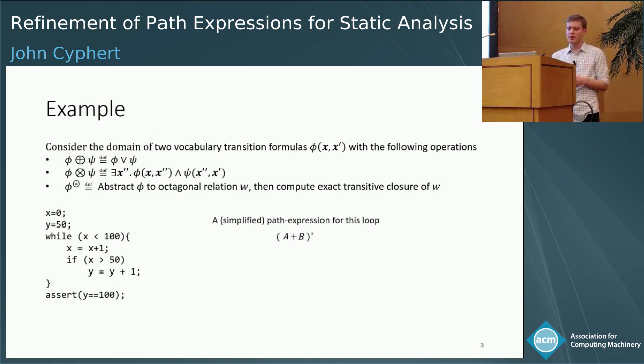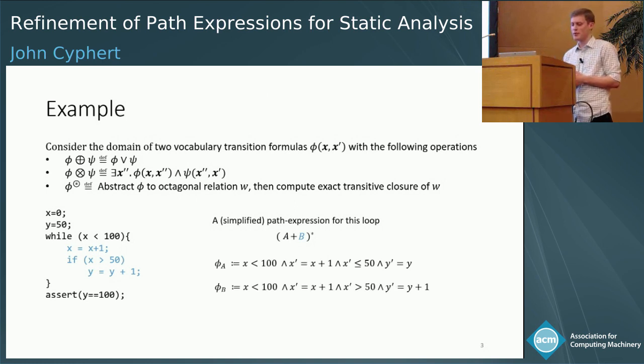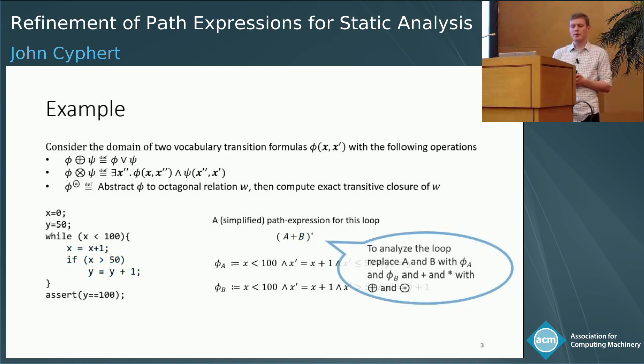So for example, for this particular program here, we'll have a simplified path expression just for the loop. The basic idea is I'm going to use A to represent the path where you do not take the then branch, and it has this corresponding transition formula. And then we'll use B to represent the path where you do take the then branch, and it has this corresponding transition formula. So then basically what we do to analyze this loop is replace A and B with phi A and phi B, and replace the regular expression operators with the operators from our semantic algebra.